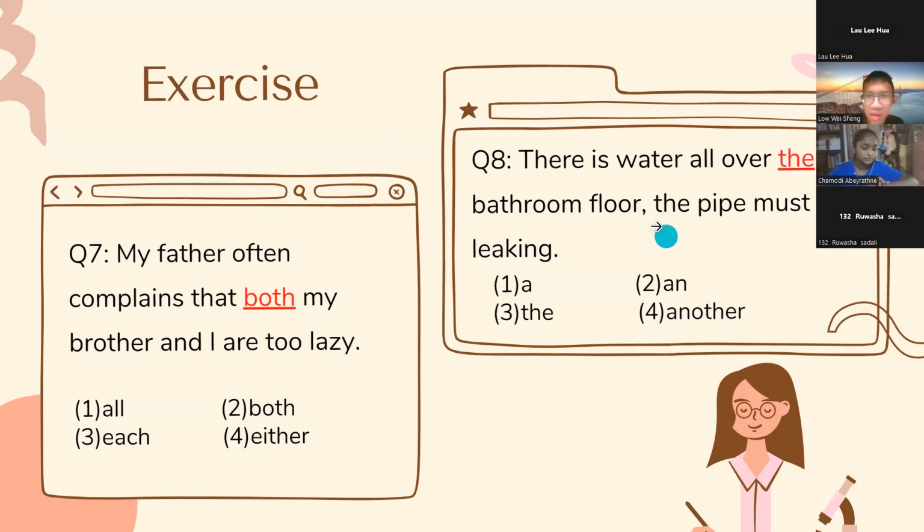Another explanation can be there is water all over the bathroom floor, right? So it's specifically the bathroom floor that has water all over it. It cannot be any bathroom floor. So it refers to a specific bathroom floor, and therefore it must be the.